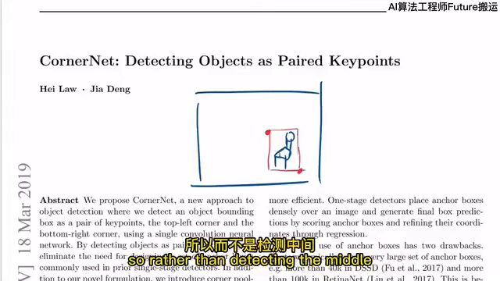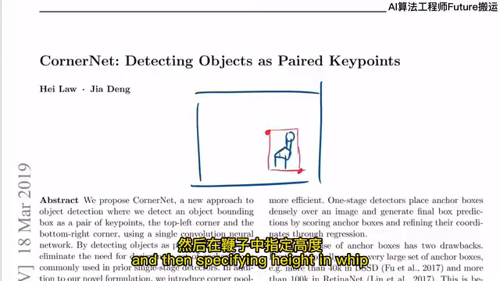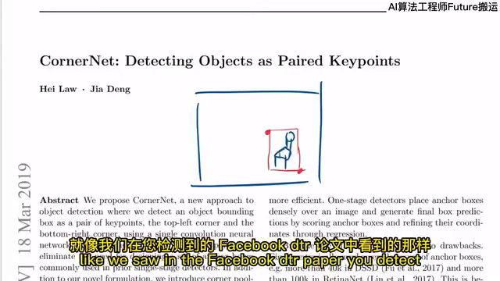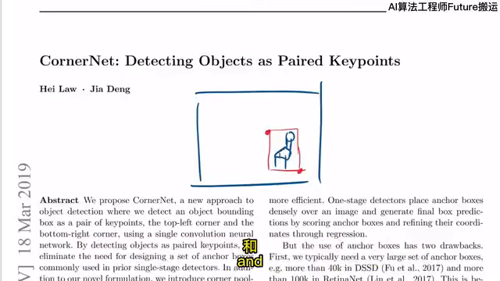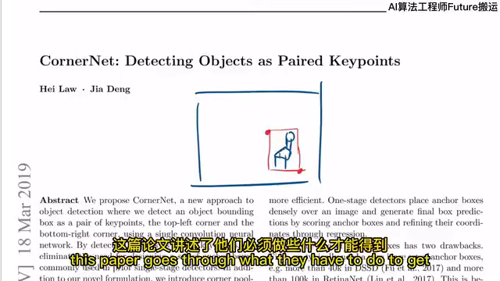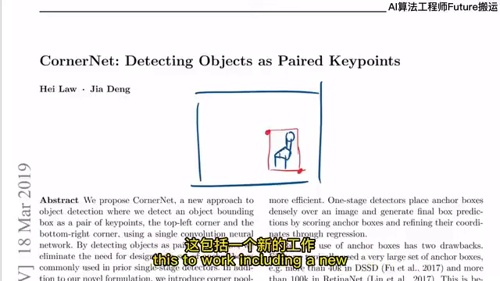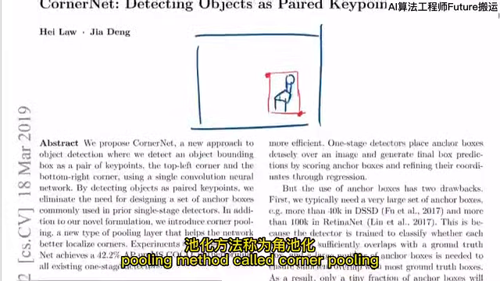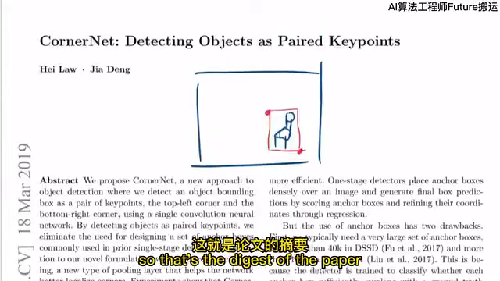So rather than detecting the middle and then specifying height and width, like we saw in the Facebook DETR paper, you detect the two corners. This paper goes through what they have to do to get this to work, including a new pooling method called corner pooling. So that's the gist of the paper.